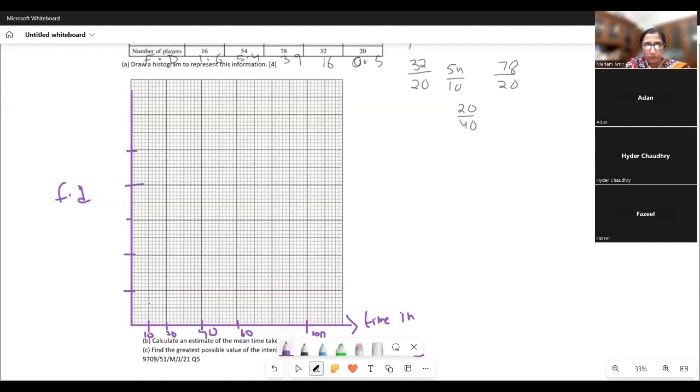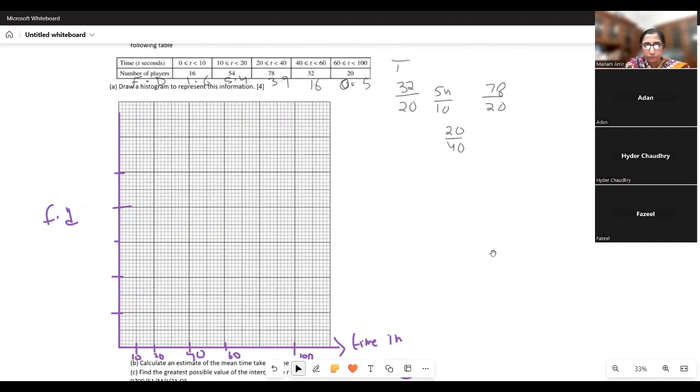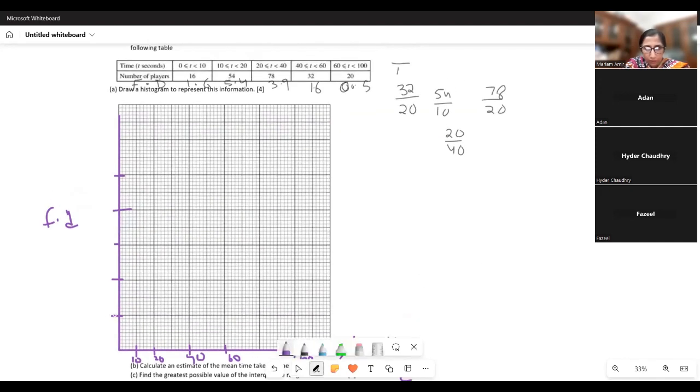First height is 1.6, from 0 to 10. So that's going to be here. This is 1, this is going to be 1.6. Then from 10 to 20, the height is 5.4. So 5 is here, 4 is here. Then 20 to 40, the height is 3.9, so it's going to be here. Then 40 to 60, height is 1.6, right here. And then 60 to 100, the height is 0.5. This is going to be the histogram.